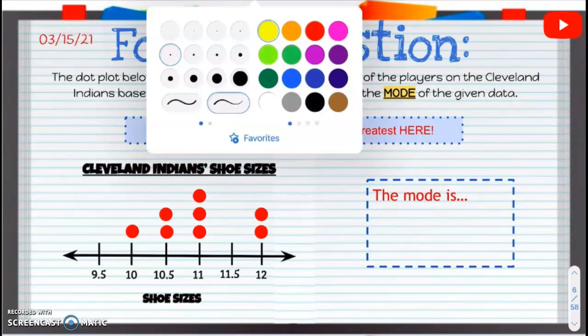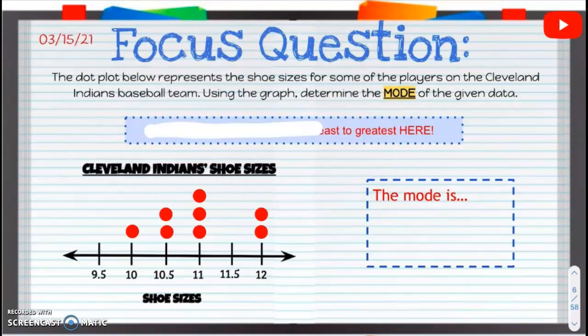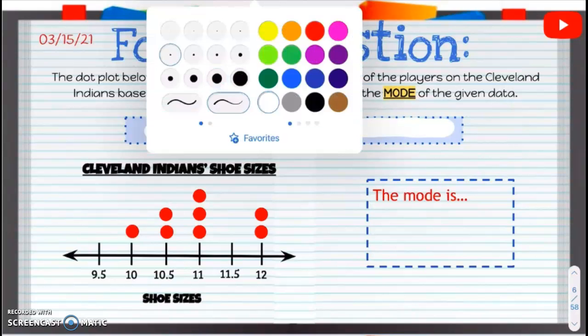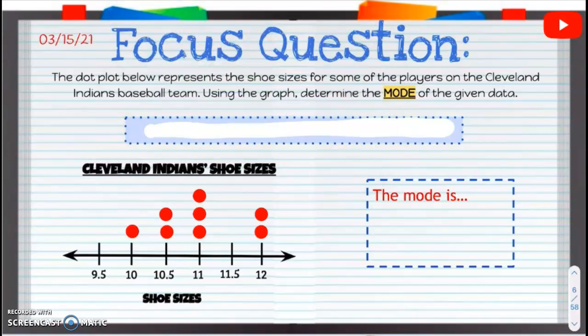So let's figure out what these numbers even are. If we take a look, there's one shoe size of 10. Two people have 10 and a half. Three people have a size of 11. And then two people have a 12.